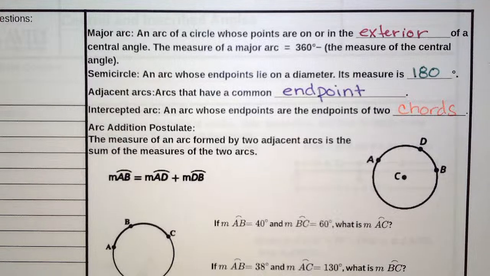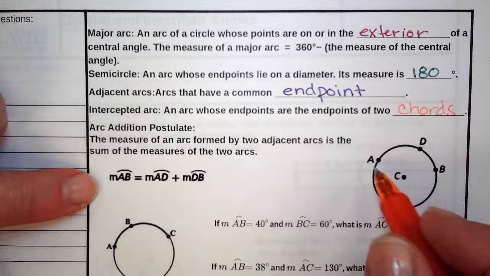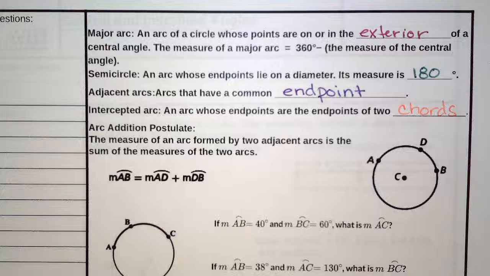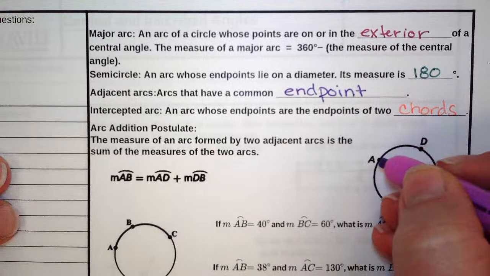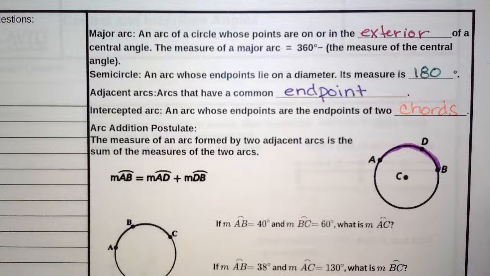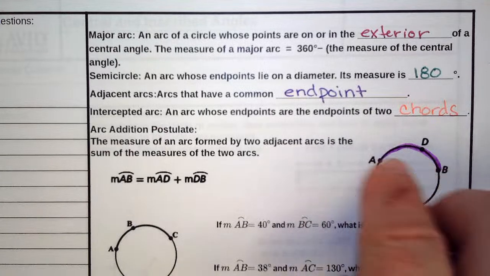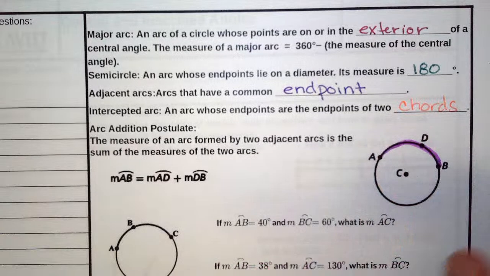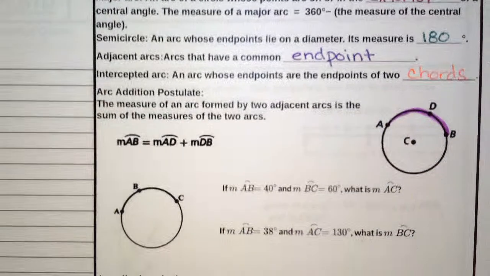So just like we had segment addition and angle addition, we now have arc addition. The measure of an arc formed by two adjacent arcs is the sum of the measures of the two arcs. So if you're looking at the measure of AB, we're looking at this measure here. It is the measure of AD plus the measure of DB. So you get that whole thing going on. So let's put it into practice.